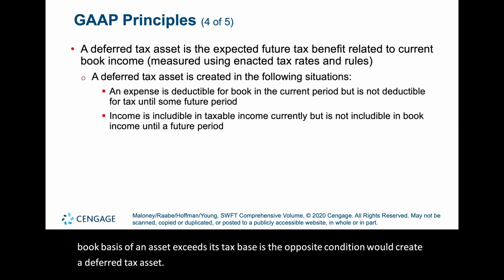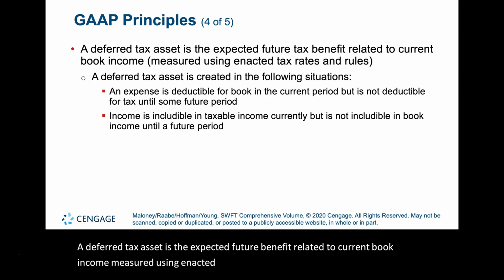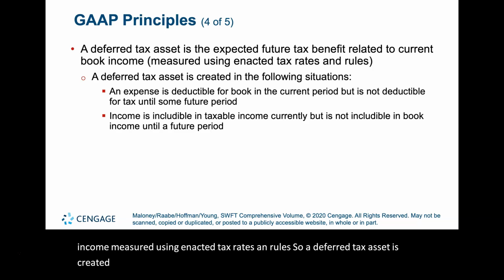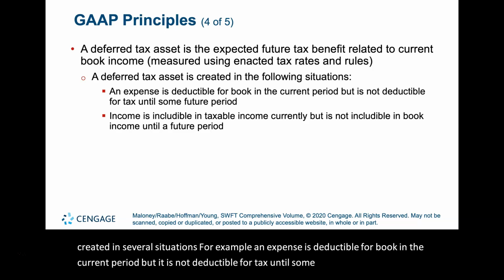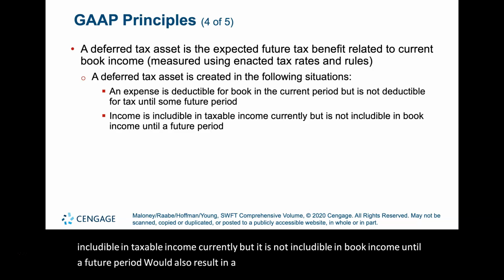A deferred tax asset is the expected future benefit related to current book income, measured using enacted tax rates and rules. So a deferred tax asset is created in several situations. For example, an expense is deductible for book in the current period, but it is not deductible for tax until some future period. Income is includable in taxable income currently, but it is not includable in book income until a future period, would also result in a deferred tax asset.